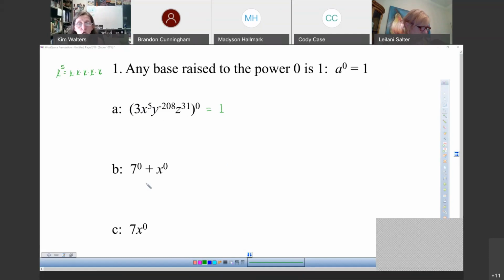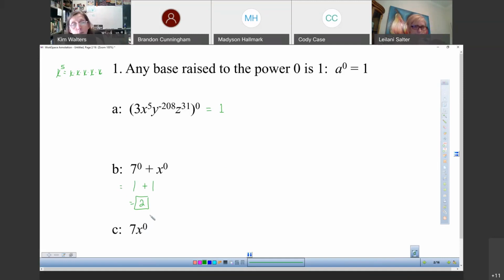All right. So now let's look at part B here. I have 7 to the 0 power plus x to the 0 power. Well, 7 to the 0 power is 1, and x to the 0 power is 1. Anything raised to that 0 power. So then I have 1 plus 1, and that's going to simplify to give me 2.